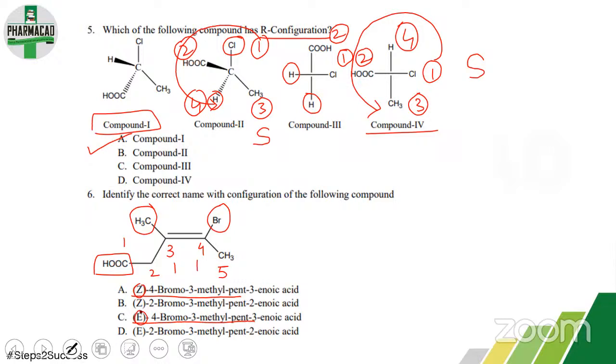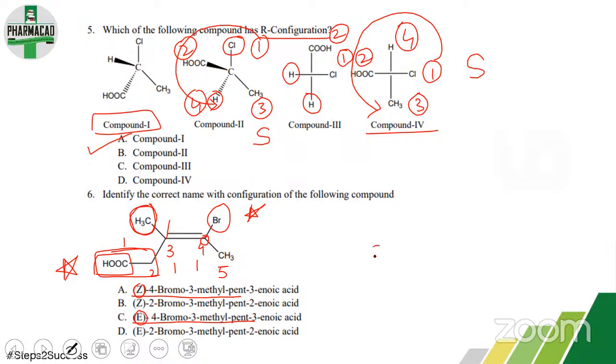First, we have to check the highest priority group. So when we are comparing in this methyl and this CH2COOH, which are the substituents of this carbon atom, the highest priority group is on this side. When we are comparing for this carbon atom, the highest group is on this side. It means what? The highest priority groups are on opposite sides.